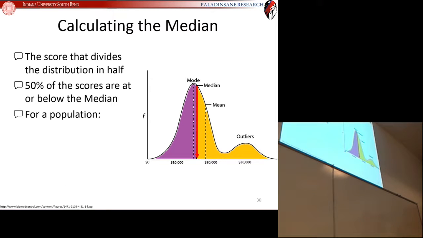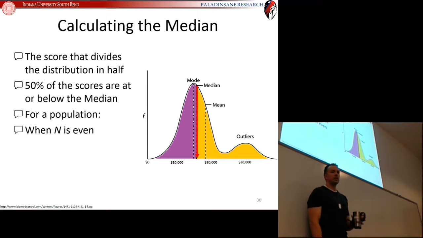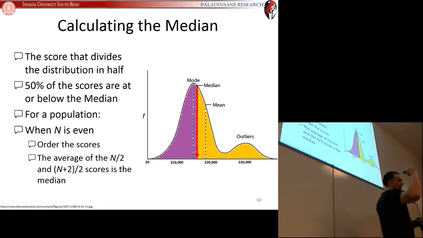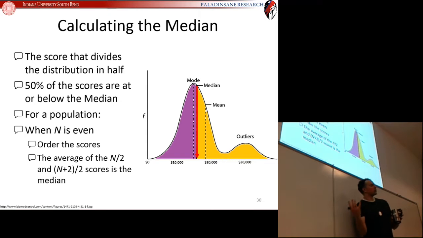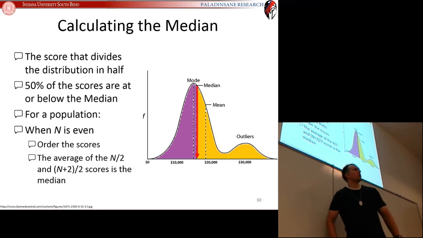All right, and then again for a population, if the size of your population is even, then once again we order the scores and we find the first score to the right of the middle, we find the first score to the left of the middle, we add those, divide by 2, find the mean of those scores, and that is your median.